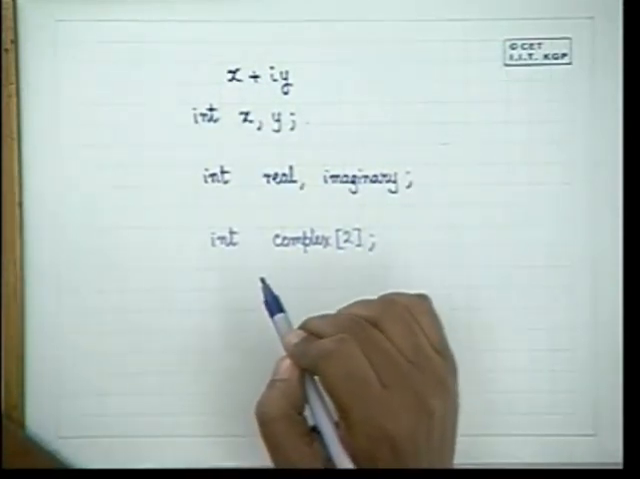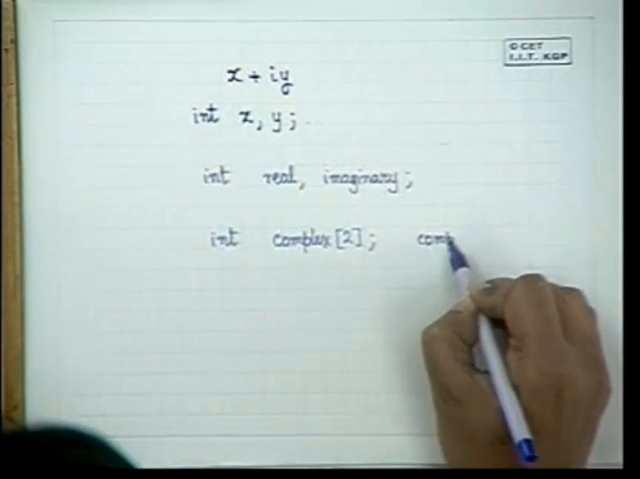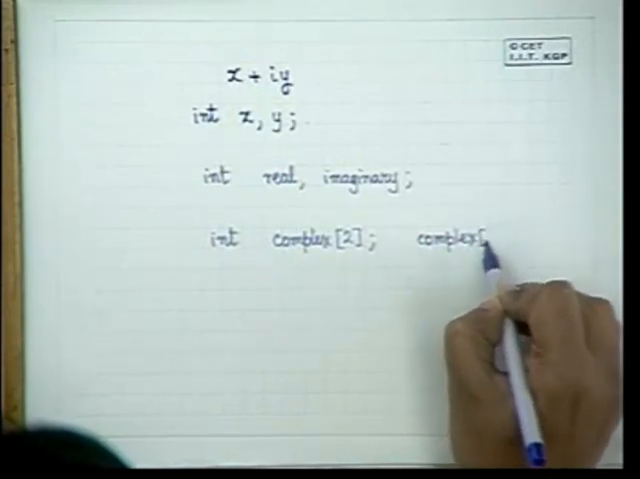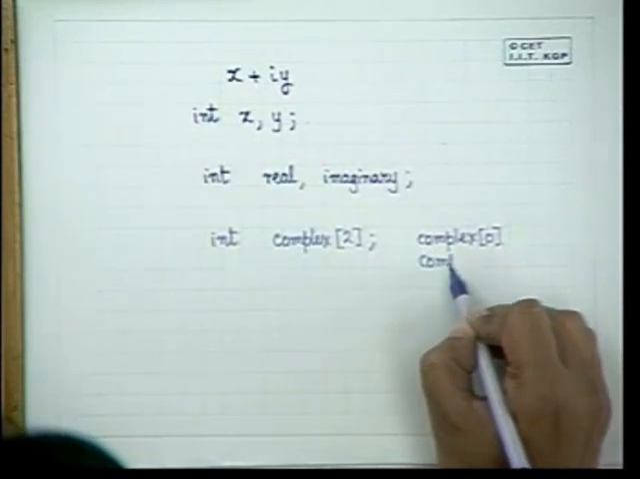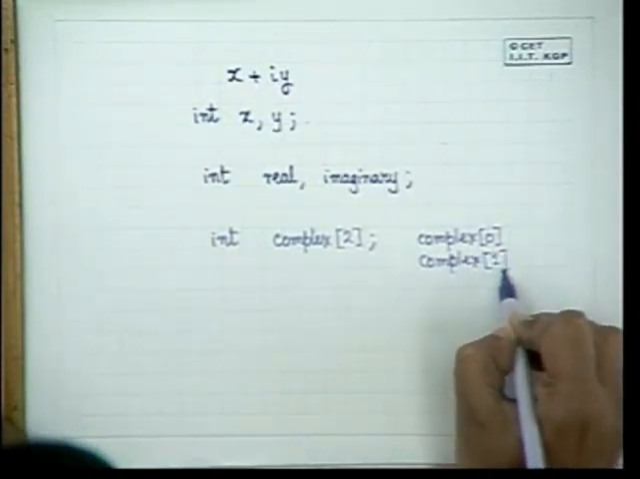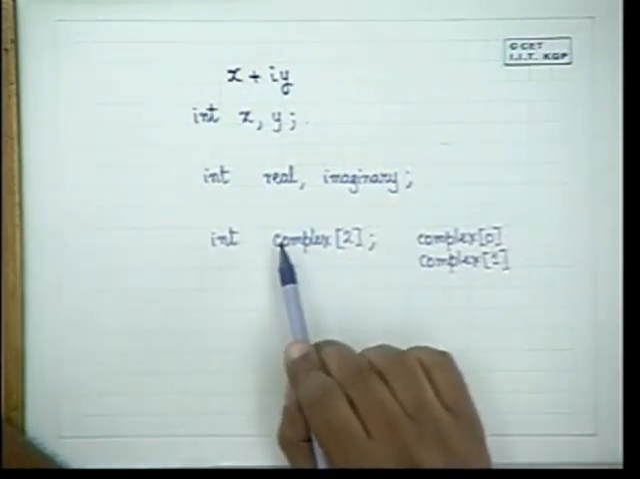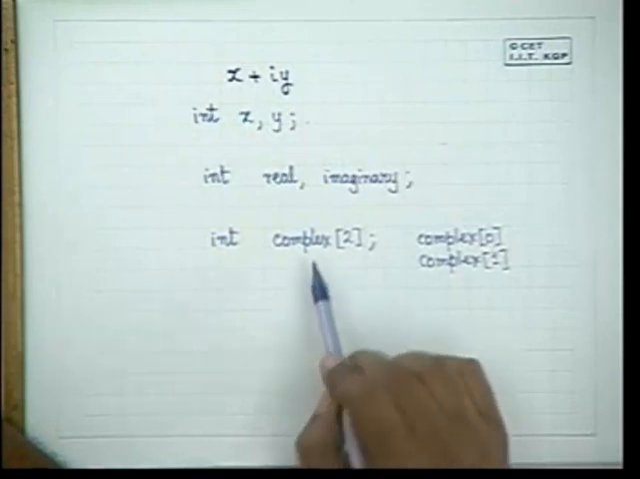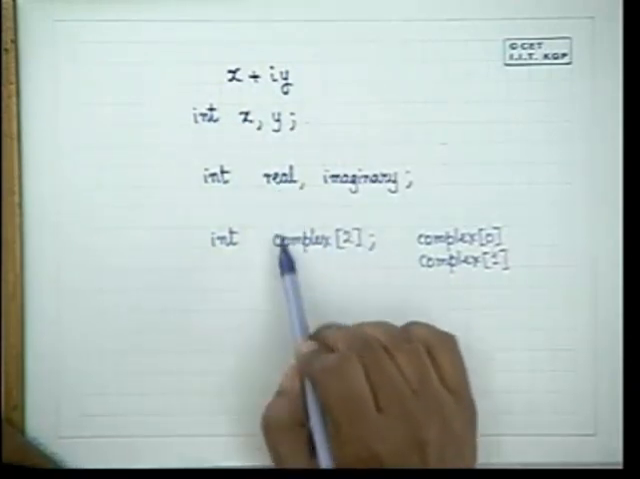The other option which people may choose would be to define a particular complex number as an array of two integers, in which complex[0] is the real part and complex[1] is the imaginary part. If we want to define an array of complex numbers, then this would be a two-dimensional array. So there are two options.